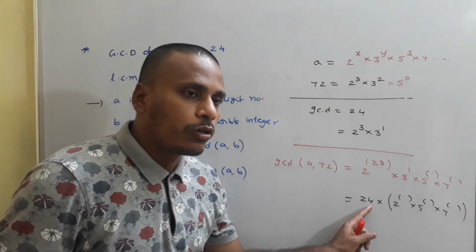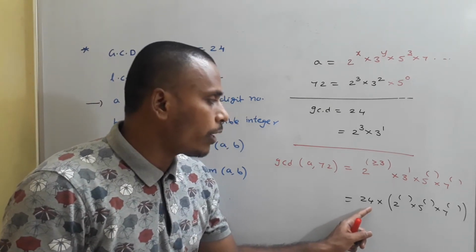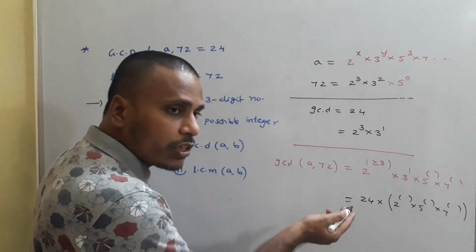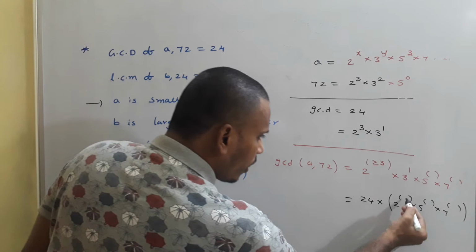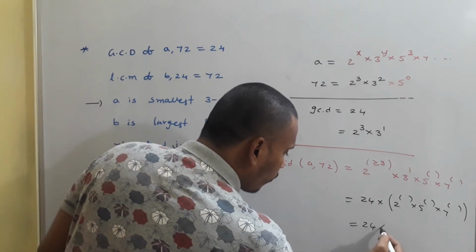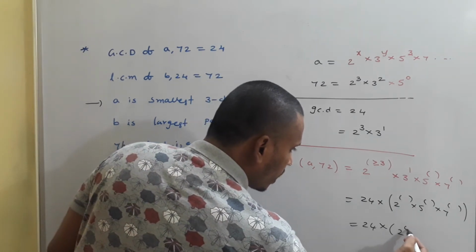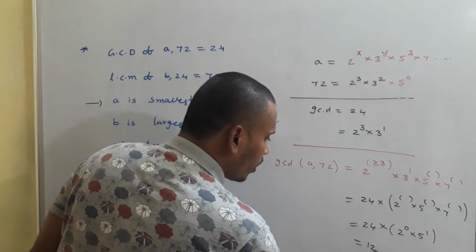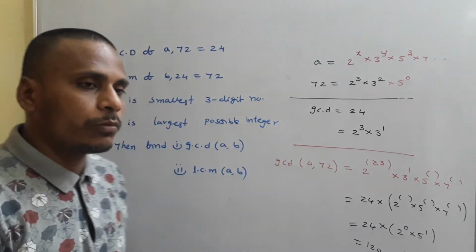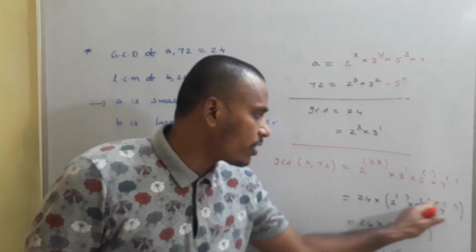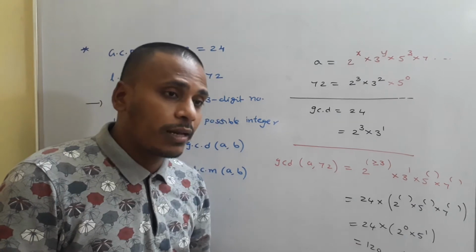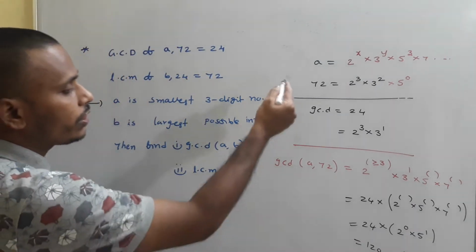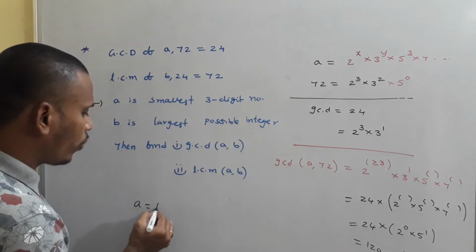Now you need to think about with what number you need to multiply 25 to get the smallest 3-digit number. See, when you check with 24's multiples, if you take 24 into 2 power 0 into 5 power 1, that is equal to 120. This 120 is the smallest possibility. If you place other numbers in the place of these positions, you may get some other numbers, but it is not the smallest 3-digit number as per the situation. So finally, with this discussion, a value is 120.